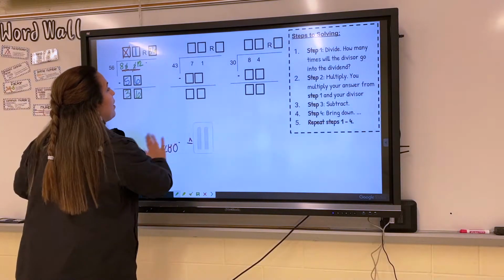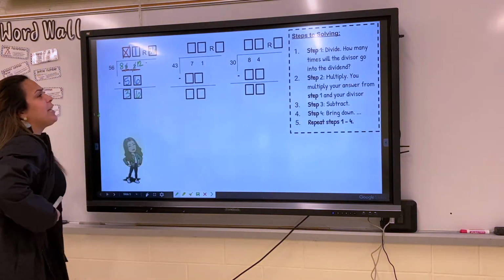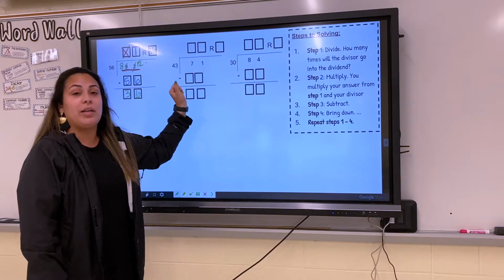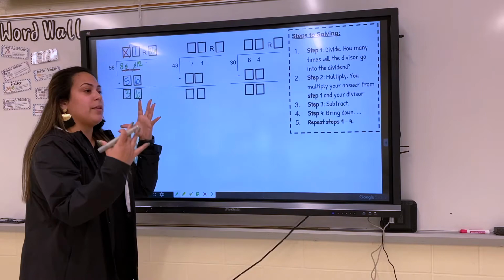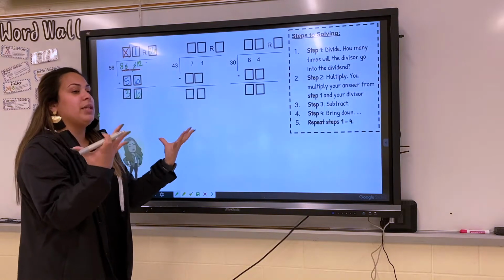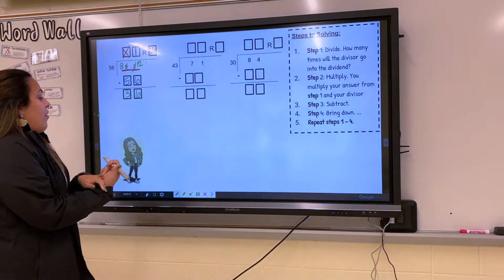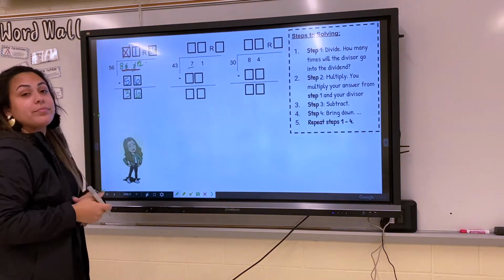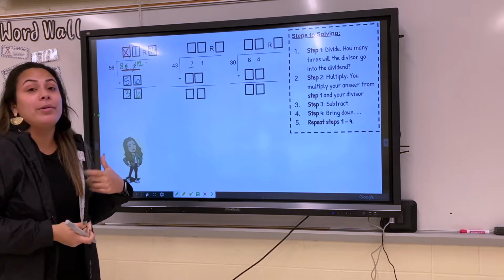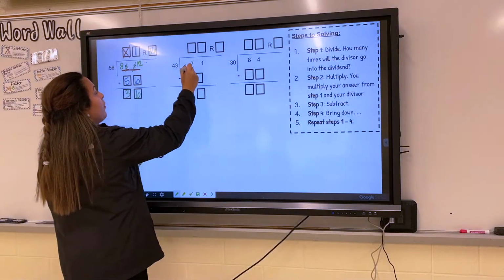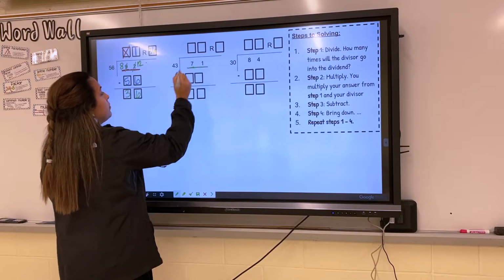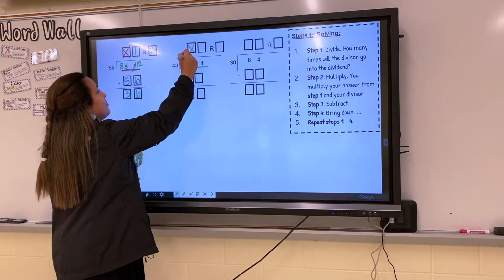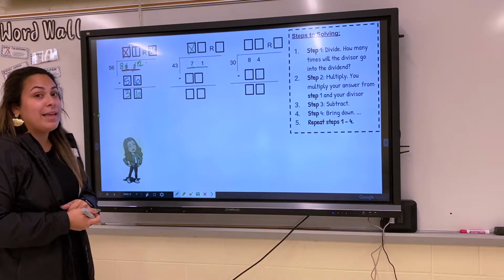All right. Our second problem, we have 43 and 71. So I'm doing 71 divided by 43. How many times can 43 go into 71? So I start off with 7. 43 can't go into 7. So I'm going to move on to 71. And I'm going to put an X right here because I'm not going to put a number in that spot.